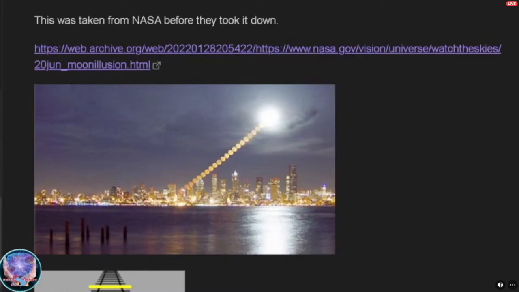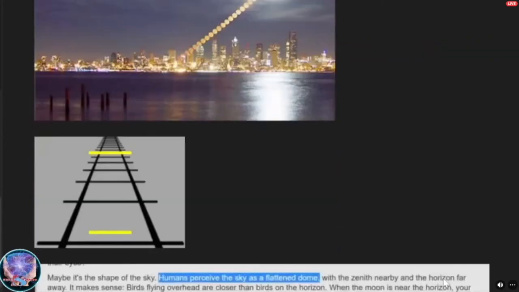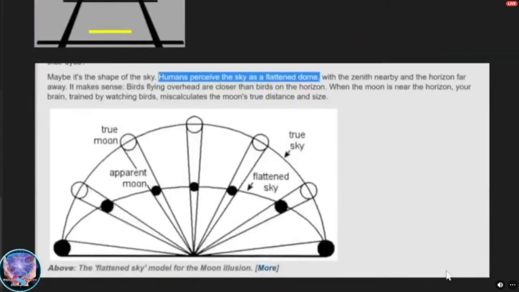And here's a little example from NASA they used to put up on the NASA website. It's on the archive, right? And when they were trying to describe how the moon would work in relation to perspective, they invoked something very similar. They said maybe it's the shape of the sky.